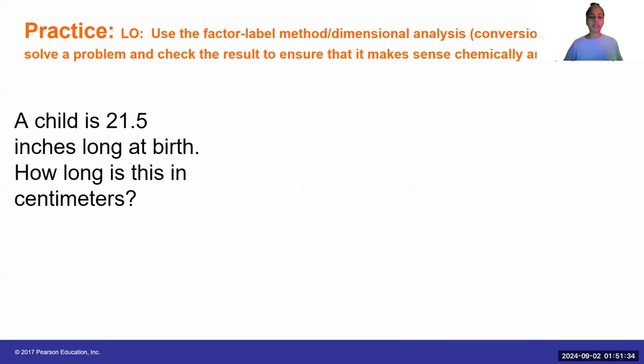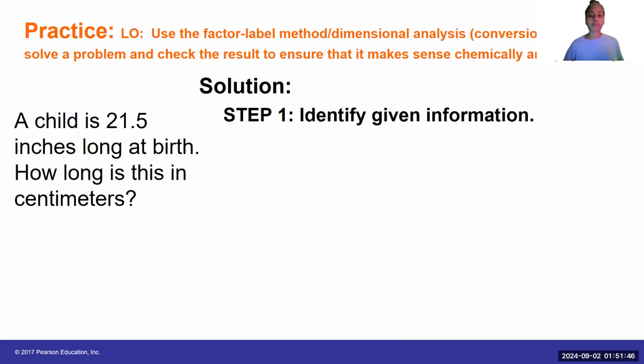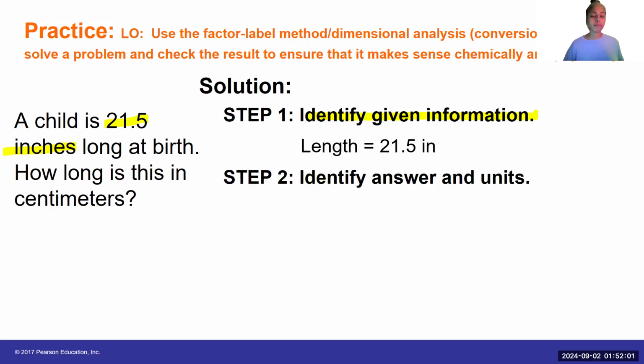Let's do a little bit of practice. A child is 21.5 inches long at birth. How long is this in centimeters? Well, first, identify the given information. We've got 21.5 inches. The length is 21.5 inches. Let's identify the answer and the units. Our answer has to be in what? Correct. It's a length and it's in centimeters. So we want to know how many centimeters.